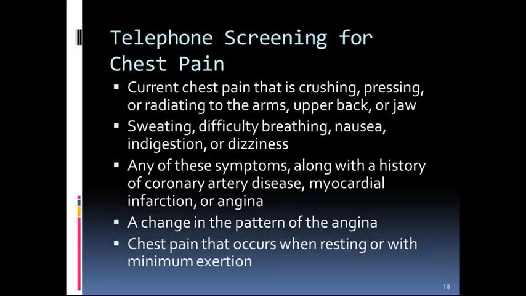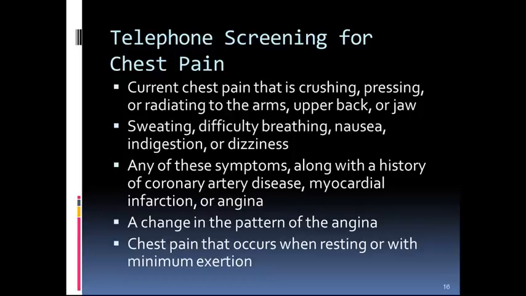Sweating, difficulty breathing, nausea, indigestion, and dizziness can also go on during chest pain. A lot of patients tend to blame their GERD or indigestion when it's really a heart problem and can get these symptoms mixed up. Any of these symptoms, along with a history of coronary artery disease, myocardial infarction, or angina, need to be reported to the physician immediately. A change in pattern of angina, or chest pain that occurs when resting or with minimum exertion, should also be noted.